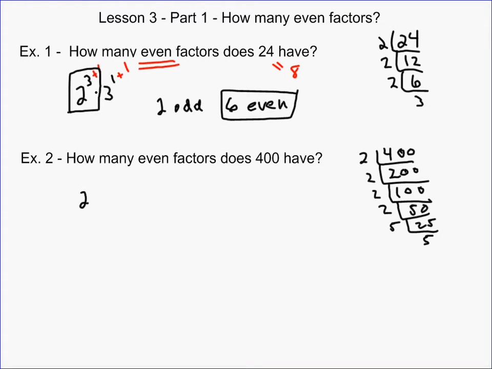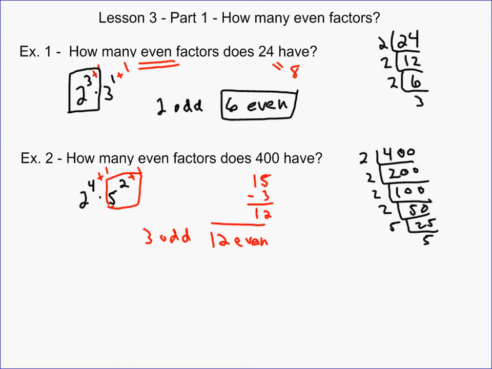So the total number of factors in this is 2 to the 4th times 5 to the 2nd. Again, the total number would be adding 1 to both of these, which would give you 15 total factors, 5 times 3. And to find the number of even, you first look at the number of odd, which would be this one right here. There's no other odd prime factors, so it's just going to be 2 plus 1, which would be 3. So that means there are 3 odd. And if there are 3 odd, then there must be 15 minus 3, which would be 12 even factors.